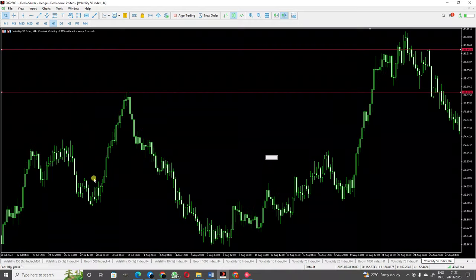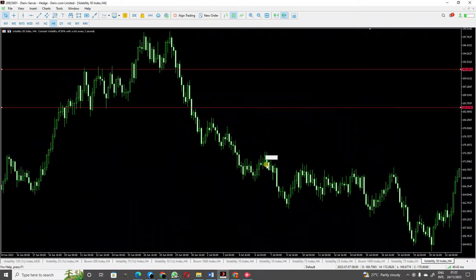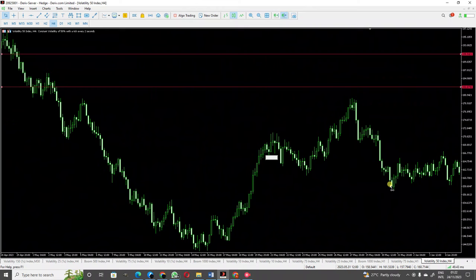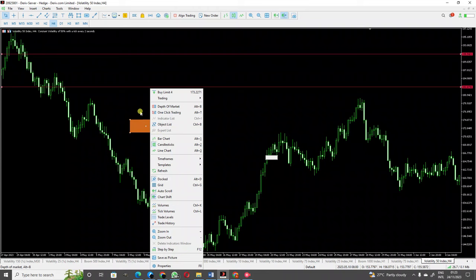Let me try to look for buy opportunities where we had a very aggressive movement or we had a gap on. Now, this is it, guys. This is it. Look at this. We had so many market gaps here, no?